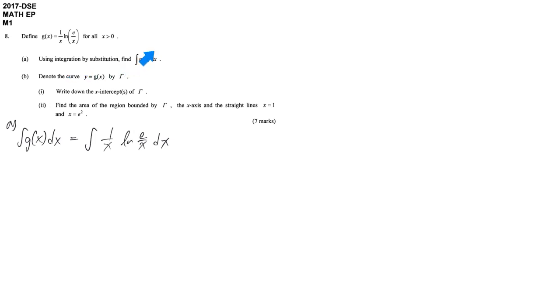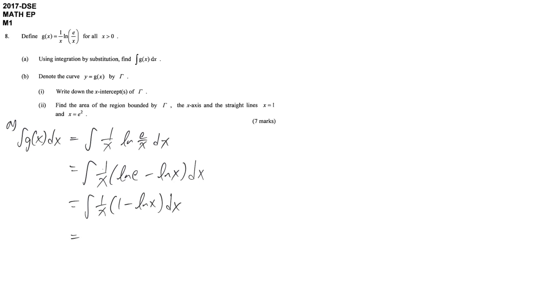We are asked to integrate this function, and it's easy for us to find out that natural log e divided by x means natural log e minus natural log x. So further simplifying, we get the integral of 1 minus natural log x dx. Separated into two terms, we have natural log e times 1 over x, which we know how to integrate directly, and also 1 over x times natural log x dx.